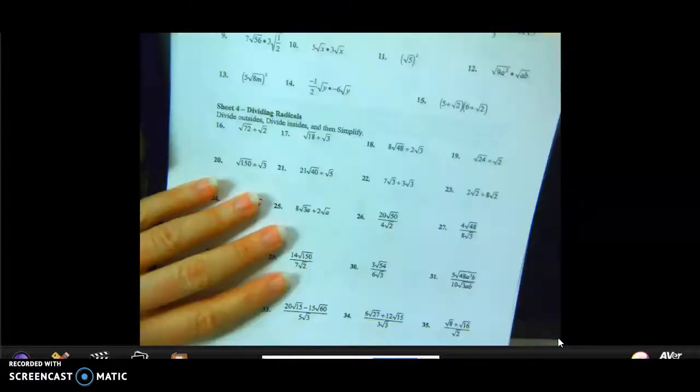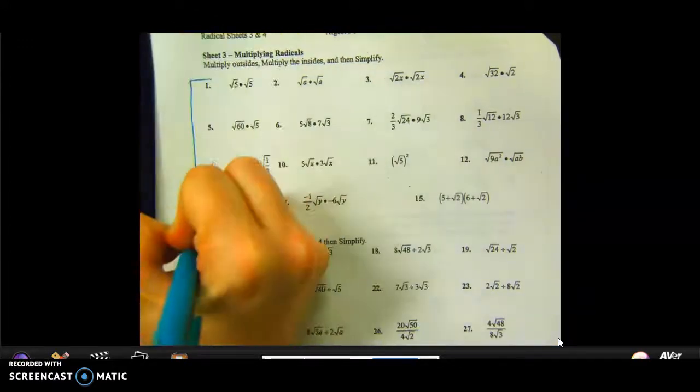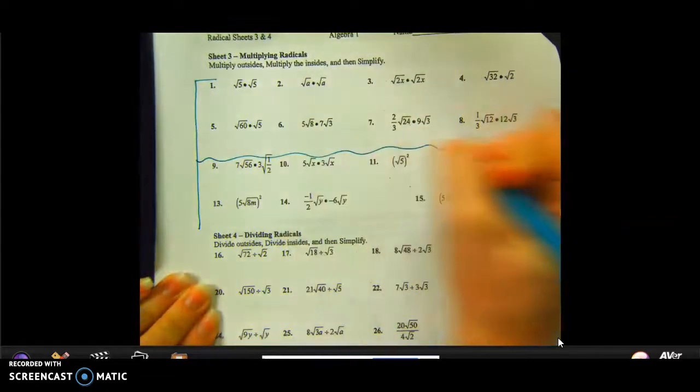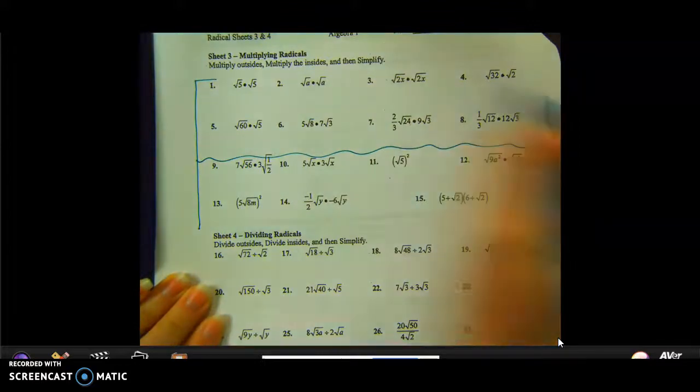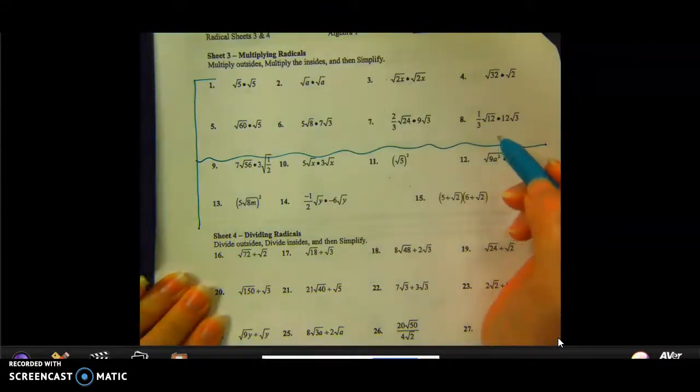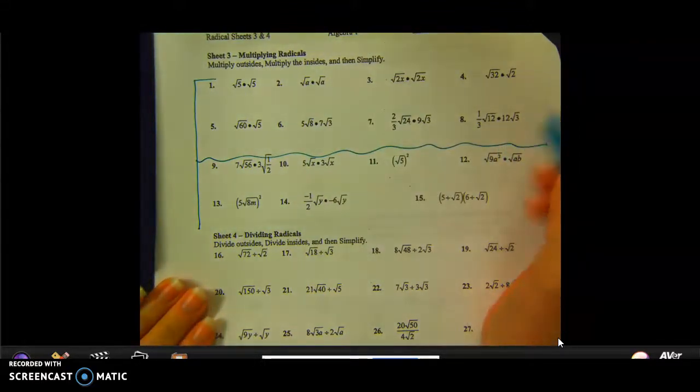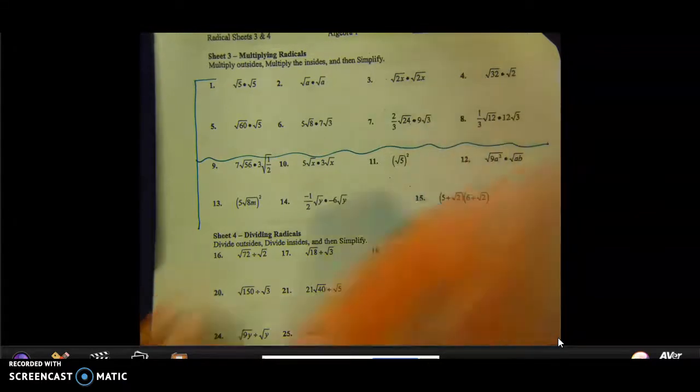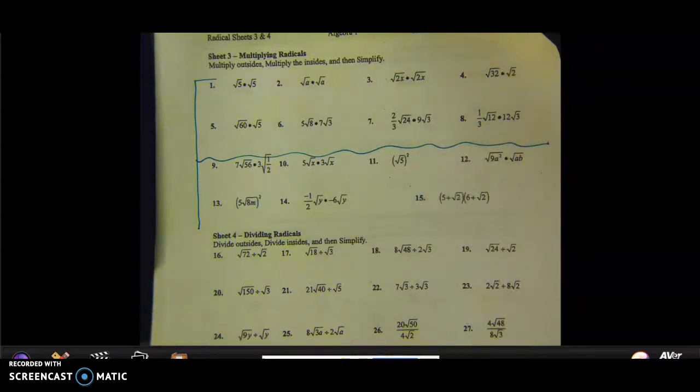What I want you to do then is go to page 8. I want you to complete page 8, 1 through, actually, we're not going to do all of them. 1 through 8. Do those problems, and then I'm going to put my answer key to these in Schoology for you to check afterwards. Once you've done that and then checked it, go ahead and work on the Schoology homework assignment that goes along with this.